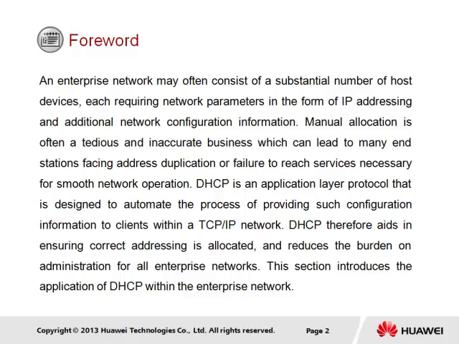Manual allocation is often a tedious and inaccurate business, which can lead to many end stations facing address duplication or failure to reach services necessary for smooth network operation. DHCP is an application layer protocol that is designed to automate the process of providing such configuration information to clients within a TCP/IP network. DHCP therefore aids in ensuring correct addressing is allocated and reduces the burden on administration for all enterprise networks. This section introduces the application of DHCP within the enterprise network.